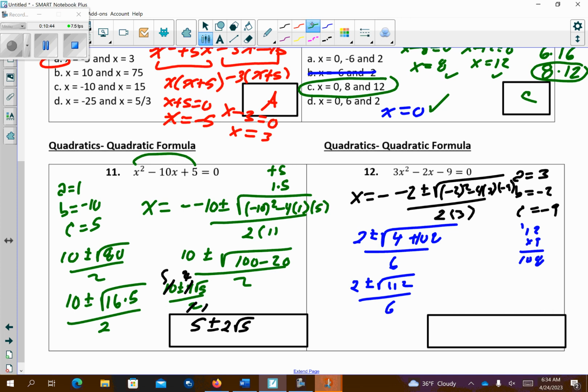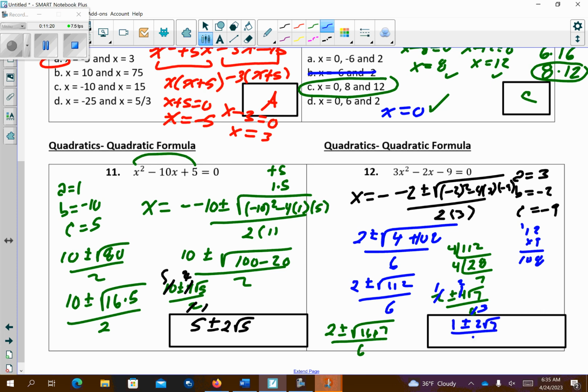Now let's see if we can break 112 down. 112, let's see, does 4 go into it? I think it does. That's 28. Okay, well, I could break that down even more, 4 and 7. Oh, so that means that 16 times 7 is 112. So the square root of 16 is 4. And then 2 goes in that once, twice, 3 times. So my answer is 1 plus or minus 2 root 7, and it's all over 3.